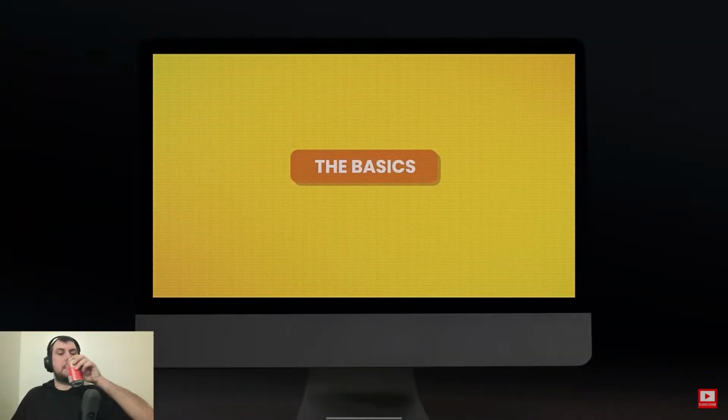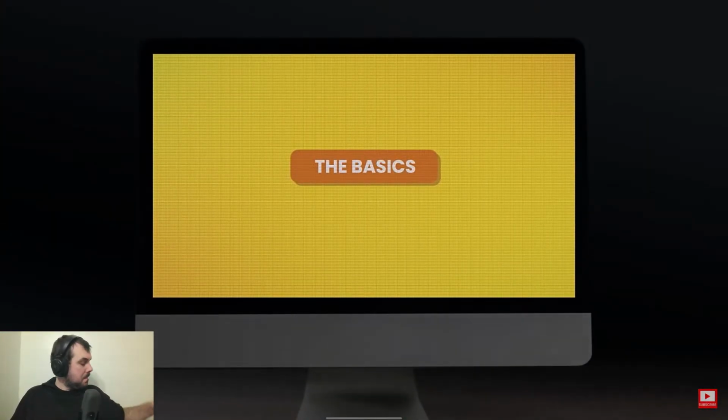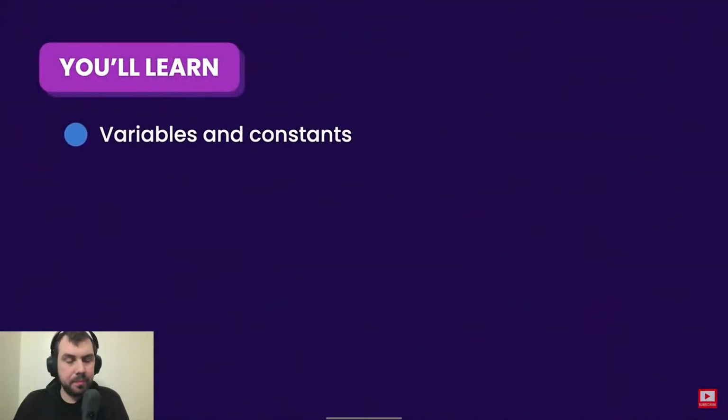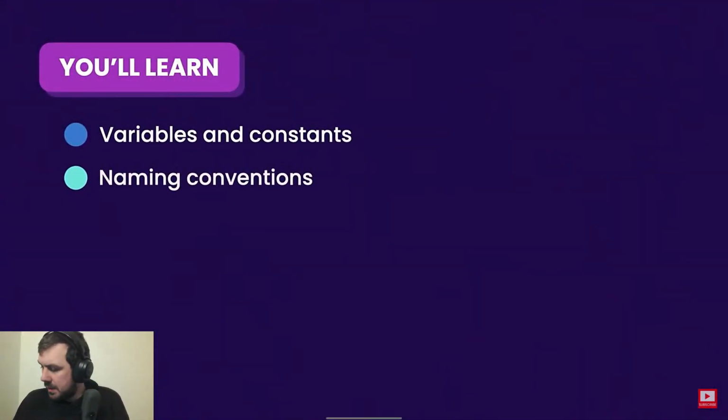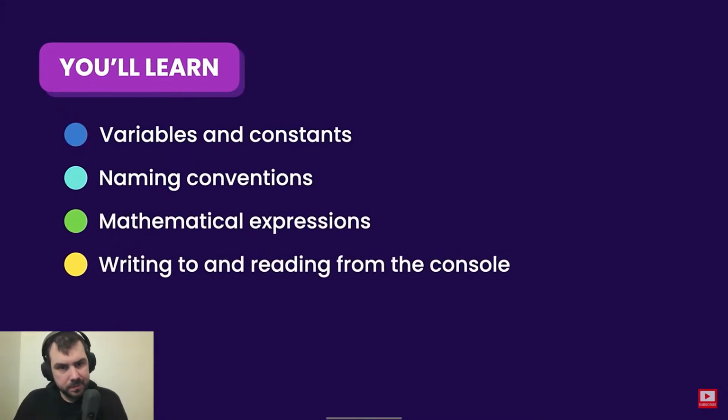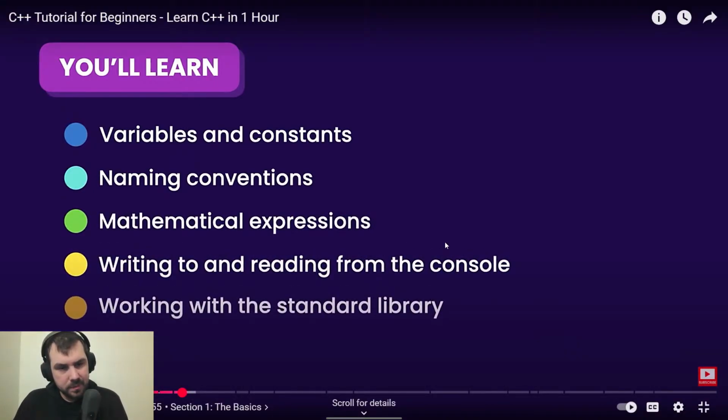Welcome back to the Ultimate C++ course. In this section, we're going to talk about the basics of C++. We'll cover variables and constants, naming conventions, coding mathematical expressions, writing to and reading from the console, working with the standard library, and comments.